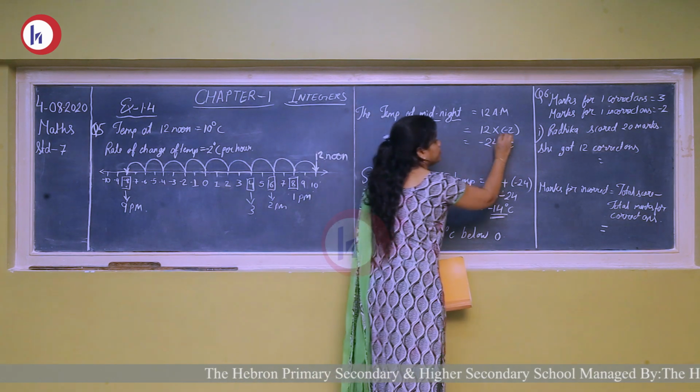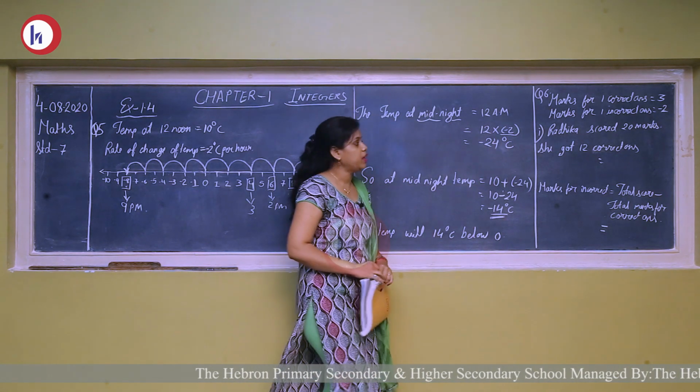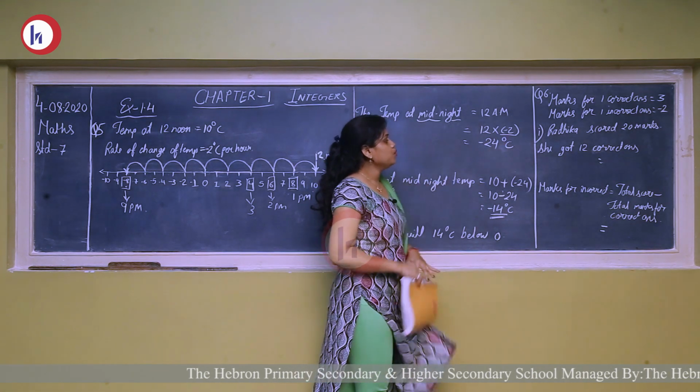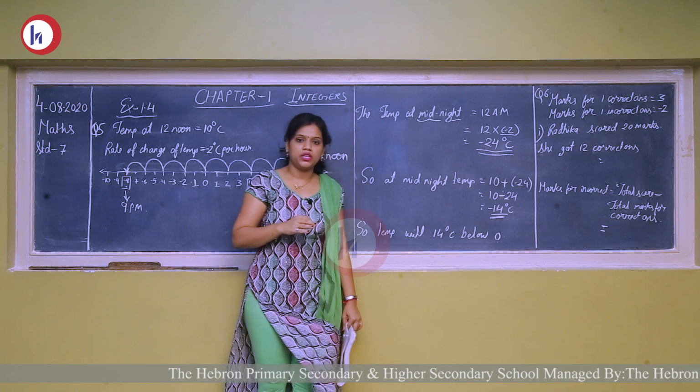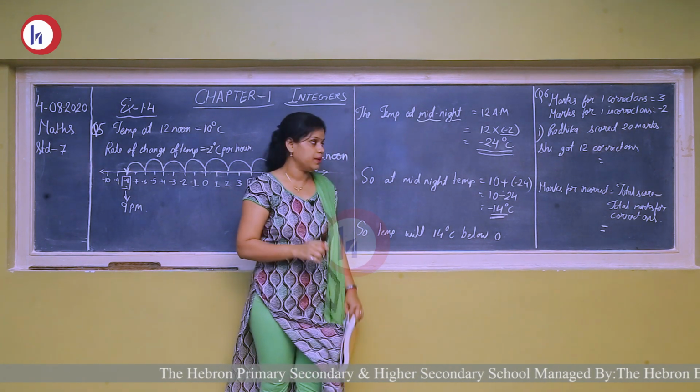So, the decrease in temperature is minus 2. So 12 into 2 is going to give you minus 24. So what is the total change in the temperature? That is minus 24 degrees C.